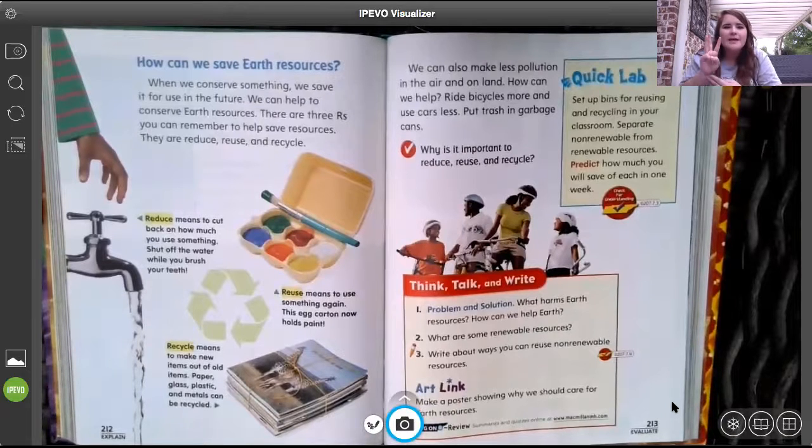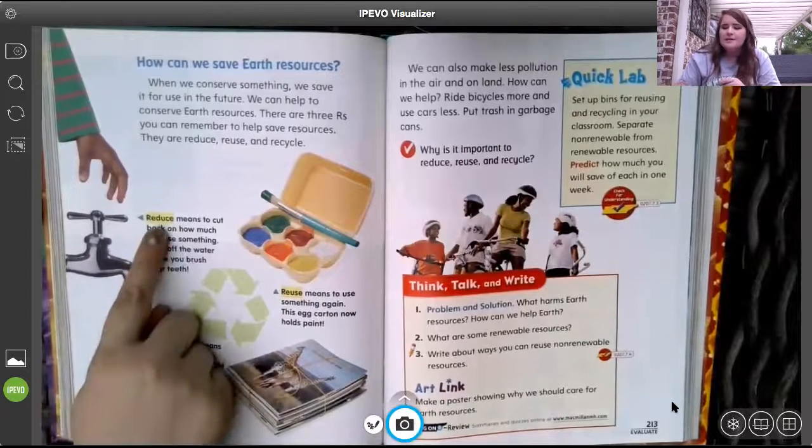There are 3 R's you can remember to help save resources. They are reduce, reuse, recycle. So we have 3 R's: reduce, reuse, recycle. And those are the ways we can help our earth stay clean and not pollute it, and to make it best for us to live in.